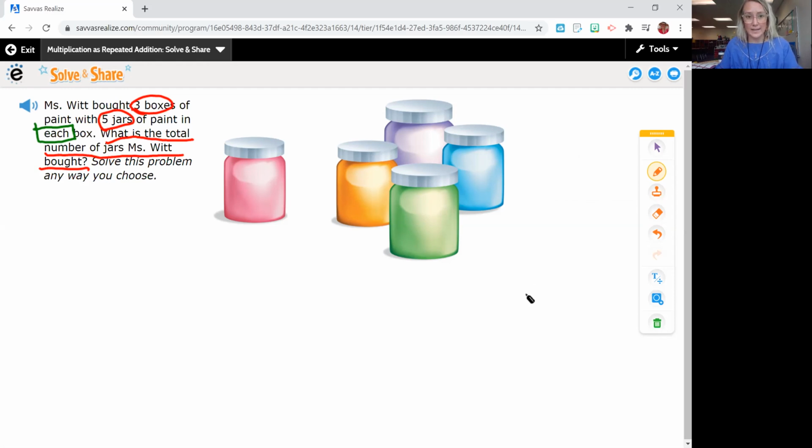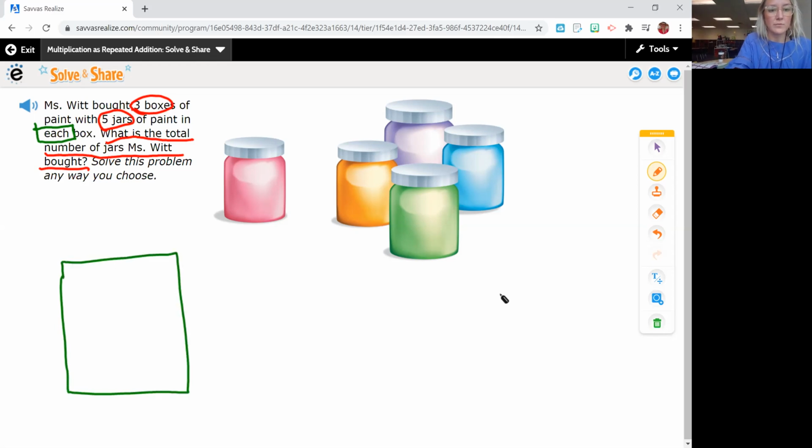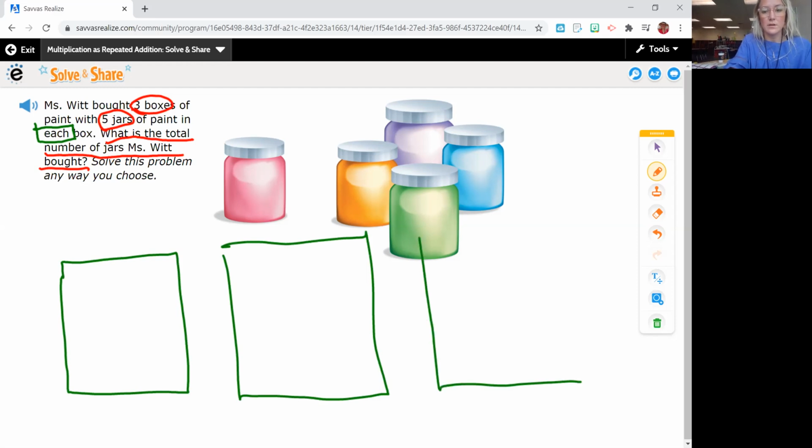As we're starting, I am going to draw a picture. And this is how we draw equal groups in a picture. So first it says Ms. Witt bought 3 boxes of paint. So I'm going to draw those 3 boxes. 1, 2, 3. As I'm doing this, I want you to follow along. Please draw 3 boxes.